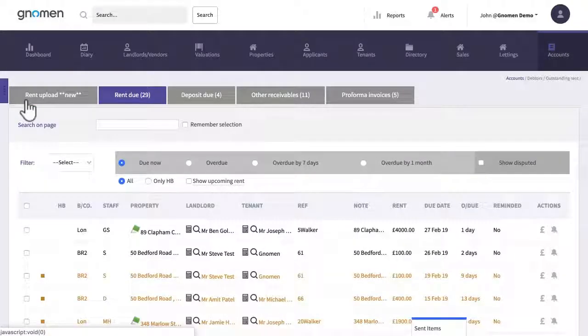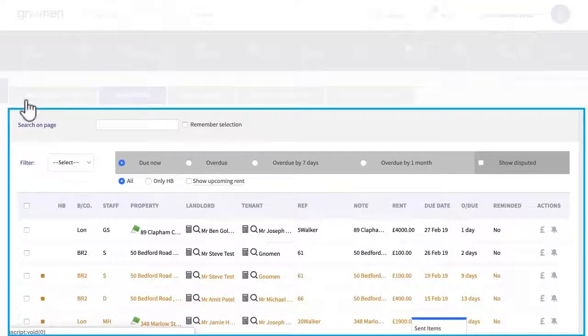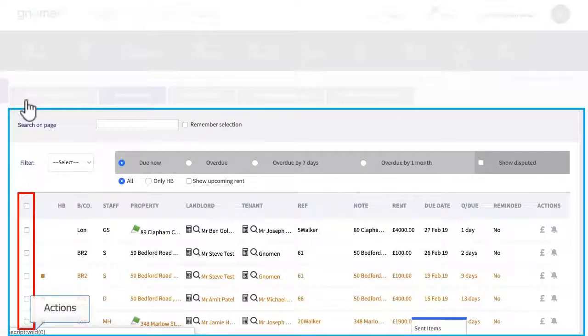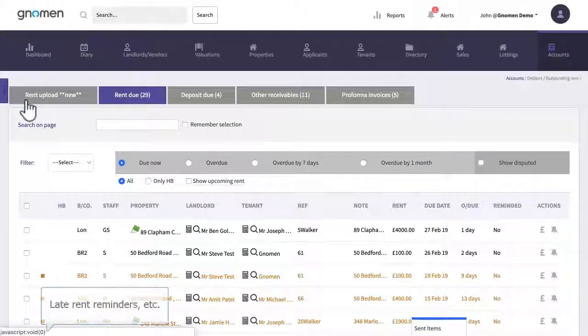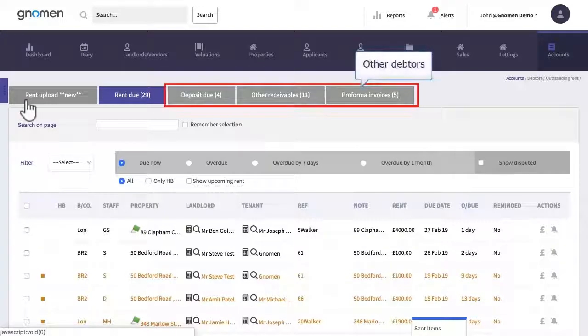This page lets you see any rent charges and lets you receive rents manually by ticking the boxes on the left and going to the actions down the bottom, or using the take a payment function on the right. Additional actions can be taken down the bottom, for example the ability to send rent reminders, and other debtors can be seen at the top.